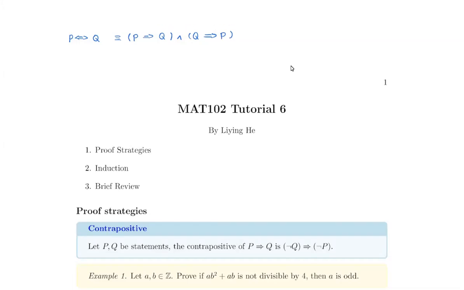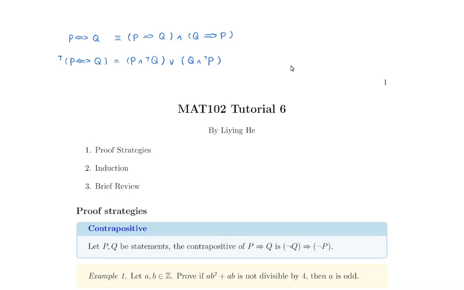So the negation of P if and only if Q would be the negation of this whole thing. The negation of P implies Q is P and not Q. Or, because negation of and is or, the negation of Q implies P, which is Q and not P. Okay, so that's the negation.